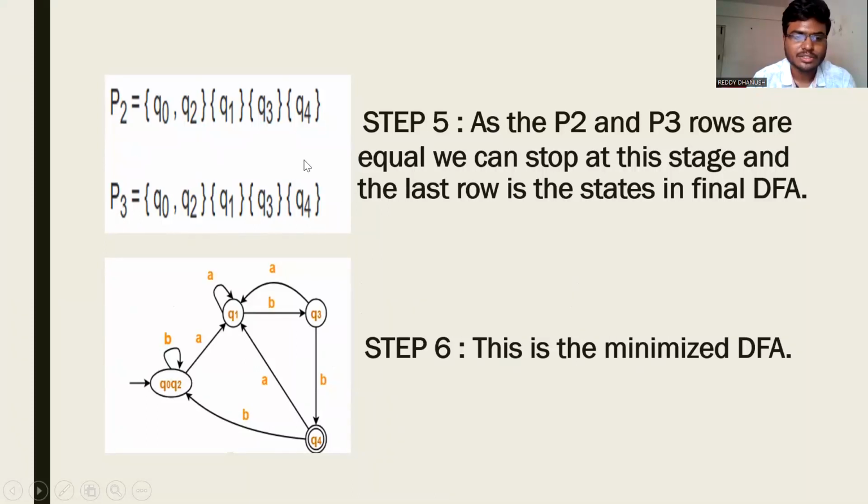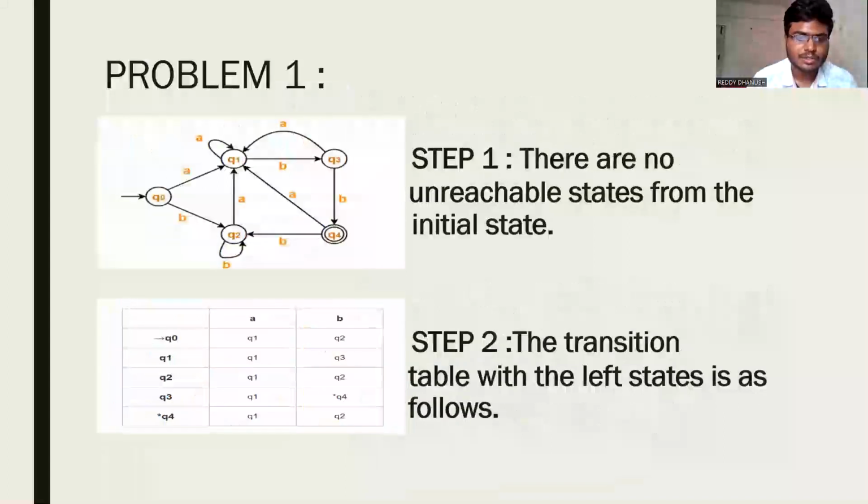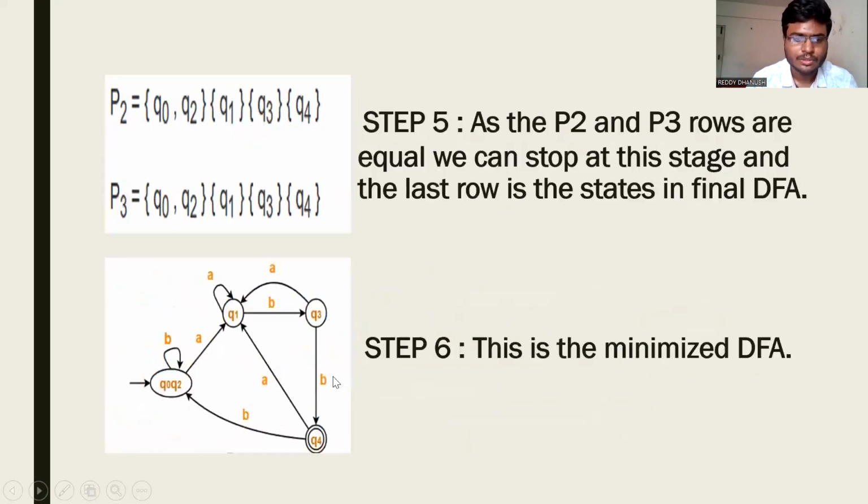Now, this last row is the final states in the given minimized DFA. Now we can construct the final DFA using these states Q0, Q2, Q1, Q3, Q4. And the transitions are similar to the DFA, and we can write them using a transition table. We can see here Q0, Q2 on getting input A goes to state Q1, and on getting input B, it remains in the state Q2. So likewise, we can draw the remaining transitions also.